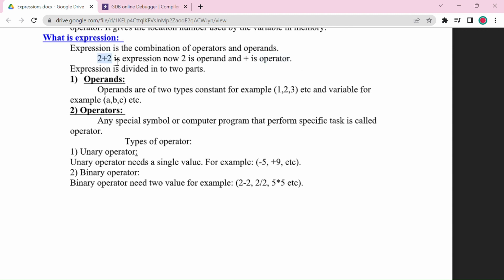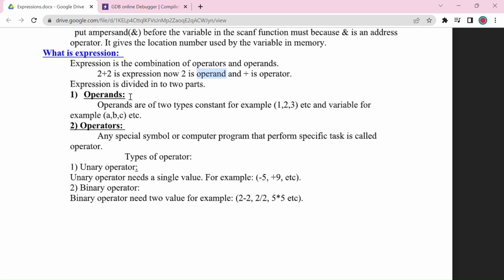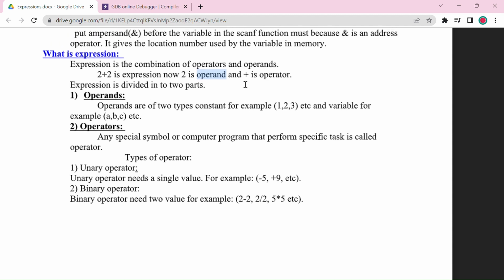So in a C program, we call this an operator, and the numbers that are used to perform the operation are known as the operands. You should know the difference between the operator and the operand. Such types of statements, or you can say values, are called an expression.